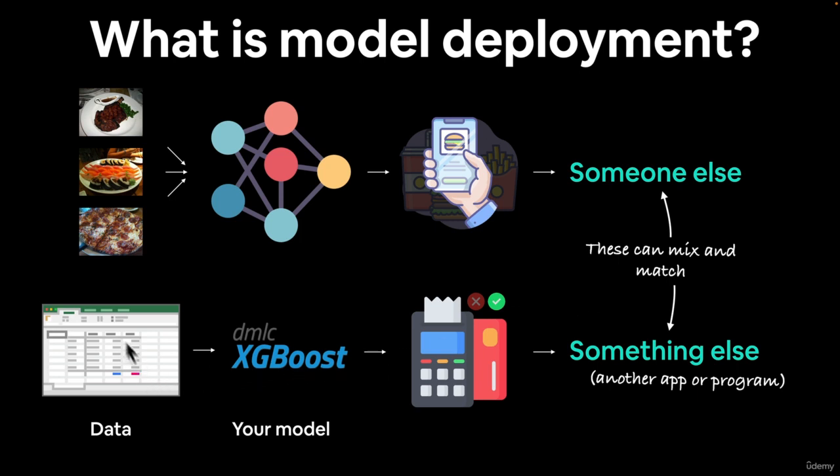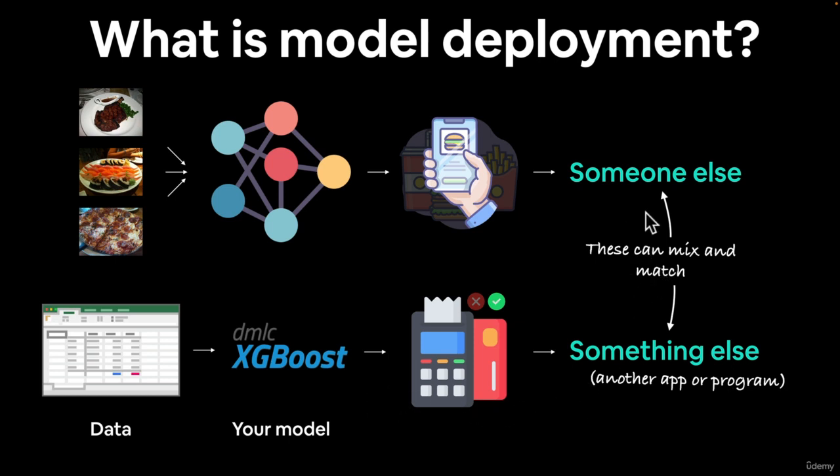Whereas, in the case of maybe you have some financial transactions, and you build a model on that, such as XGBoost, and that model is used to detect whether the transaction is fraudulent or not. So it would be a classifier. So if you swipe your credit card, maybe there's some model on the back end of the transaction system that goes, hey, this credit card is legit, let's let the transaction go through, or perhaps it's a stolen credit card and it blocks the transaction. So in this case, it would be something else, because the model is being used by another app or program, such as a database or something like that.